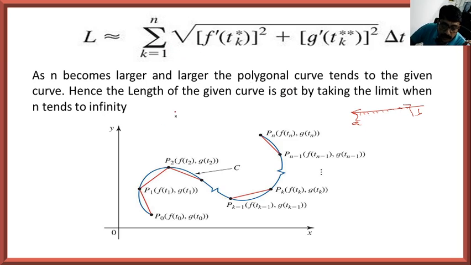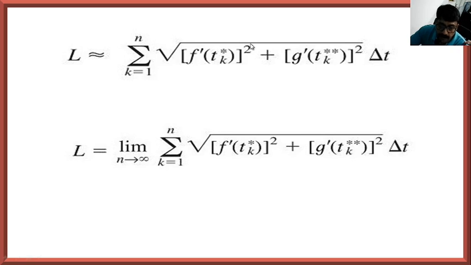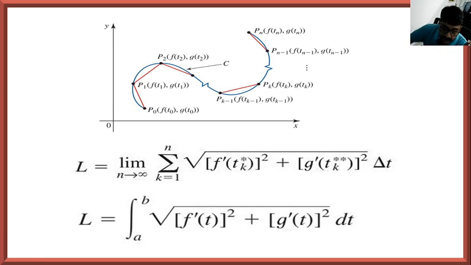So therefore, the length of this smooth curve is obtained by taking the limit of this sum, by the idea of Riemann theory of integration. So the limit as n tends to infinity of the sum over k equal to 1 to n of root of f dash tk star square plus g dash tk double star square delta t reduces to an integral of the type integral a to b root of f dash t square plus g dash t square dt. So this is the Riemann theory.